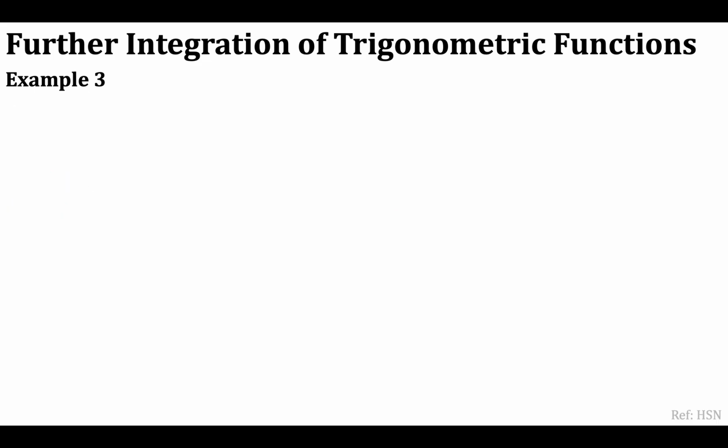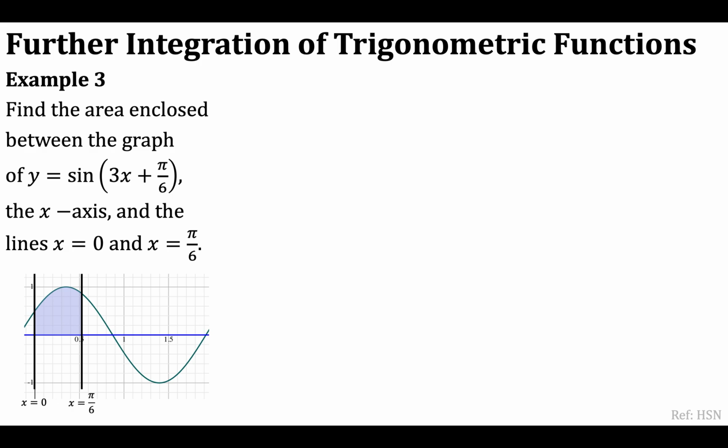Okay, welcome back folks. And example 3, so obviously we can use the integration of trigonometric functions to find areas as well, and we've studied that previously. So in this example, we want to find the area enclosed between the graph of y equals sine of 3x plus pi over 6, the x-axis, and the lines x equals 0 and x equals pi over 6. And you can see that shaded area is denoted in the diagram in blue.